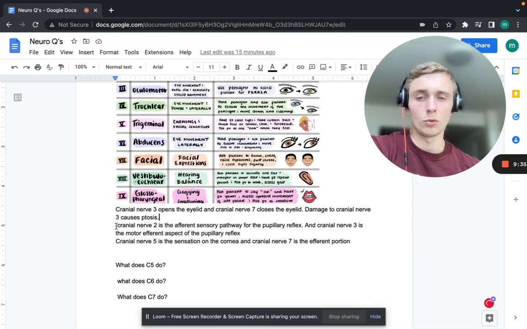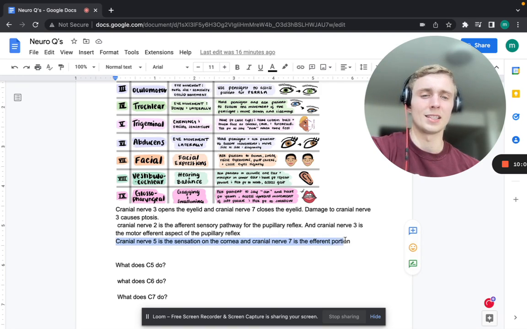Cranial nerve 2 is the afferent sensory pathway for the pupillary reflex. So cranial nerve 2, the optic nerve, takes in the light, and then cranial nerve 3 actually closes the pupil in response to that light. So cranial nerve 3, oculomotor, closes the pupil in response to the light that's detected by cranial nerve 2, the optic nerve.